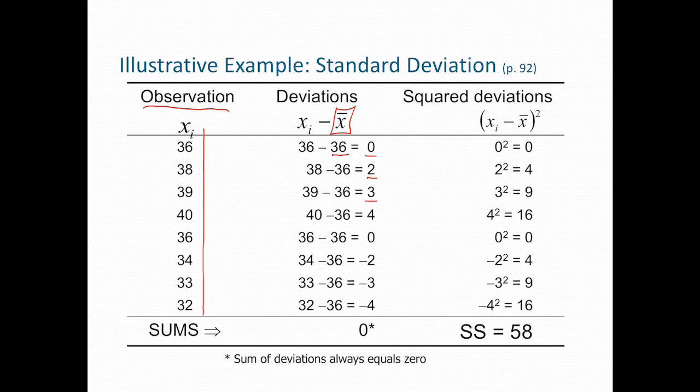If you add them all up, you'll notice that the sum is equal to 0. That's because the average is the balance point between the largest and smallest values, so the deviations add up to 0. In order to get valuable information out of it, we need to turn these negative numbers into positive values, which is why we square them. When you square the deviations, you take 0 squared, 2 squared, 3 squared, 4 squared, as shown over here, and add them all up, and you get the sum of squares, which is 58.